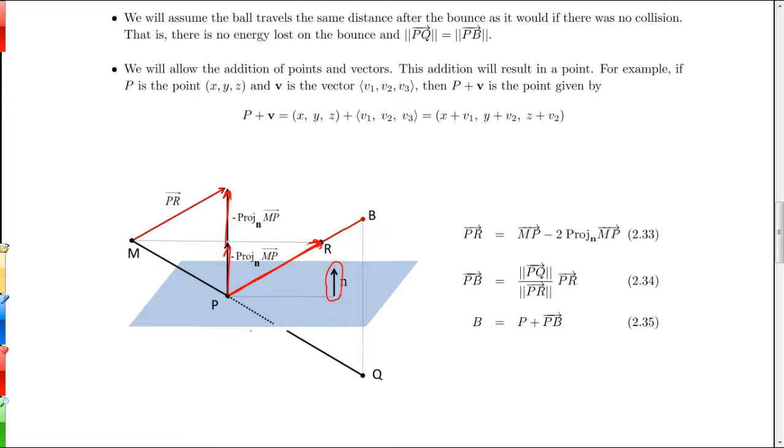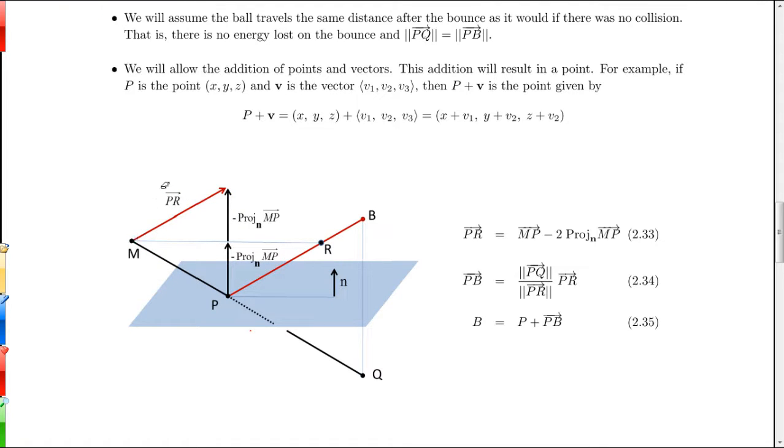And it's the same thing as this one over here, right? This is going to be MP plus, so if I start here, I go MP plus one of those, which is a minus projection of MP onto N, minus another one. That gets me the vector I want.